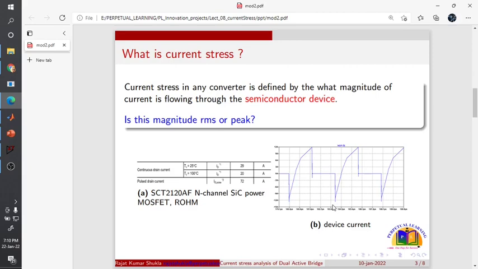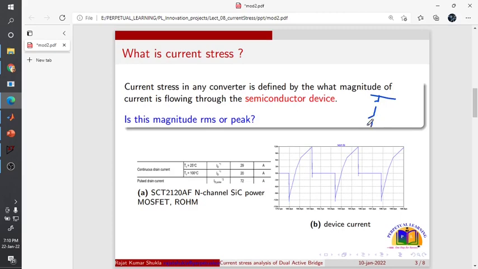So just recall the H bridge. In the H bridge there are devices, these are the switches, shown like this, and this one and this one. This is the output, this is the middle point, and this is the DC voltage. In these switches, what current is flowing is a very important point. The current flowing through these switches is defined as the current stress.